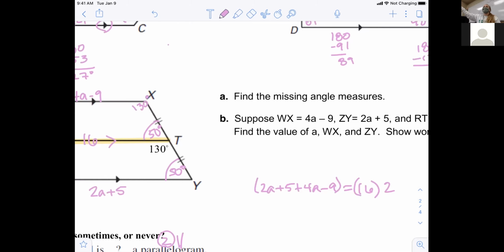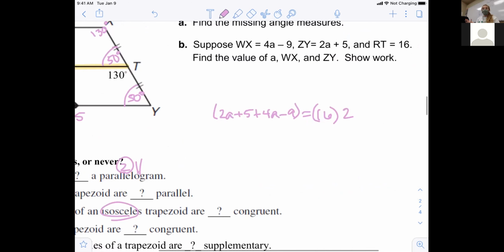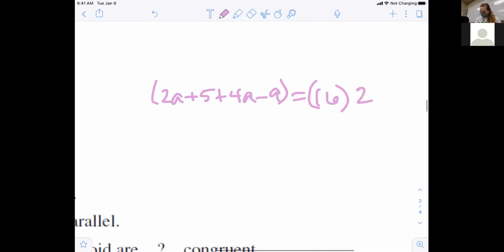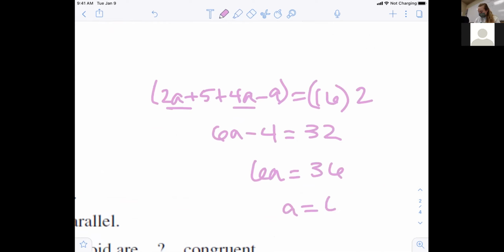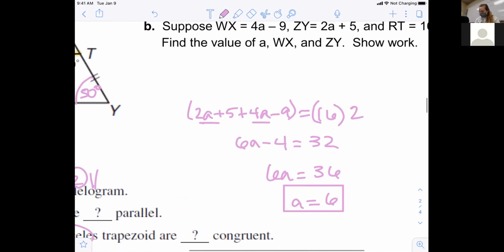Are we okay if I write it like this, or do you want me to put the 1/2 back out front? 2 times? Okay, we'll do this. Now we're just solving an algebra 1 equation. Combine like terms, multiply, blah, blah, blah. All that fun stuff. That's 6a minus 4 equals 32. 6a equals 36. A equals 6. Cooper, question. The 5 got combined with the 9.